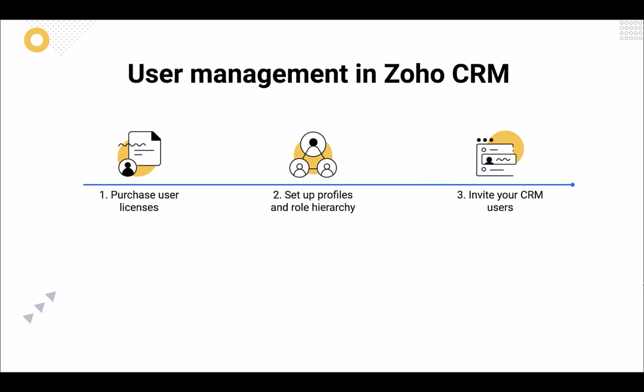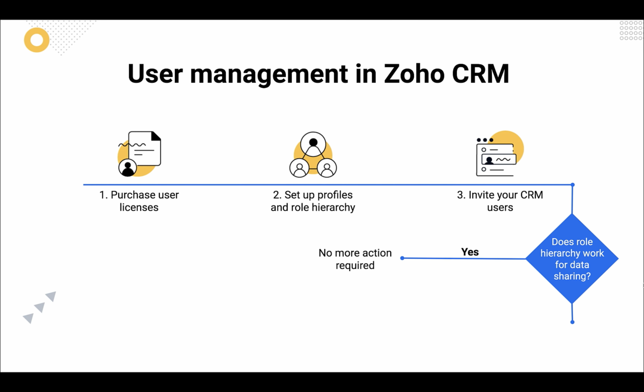So as I mentioned before, the role hierarchy determines the default data access flow, right? From top to bottom, or whichever your organization structure is, that determines the default data access flow. If that is sufficient for you, if that works for your organization, then there's no more action required on the data sharing front. So your default organization structure itself determines the data access flow, so you don't have to do anything else beyond this.